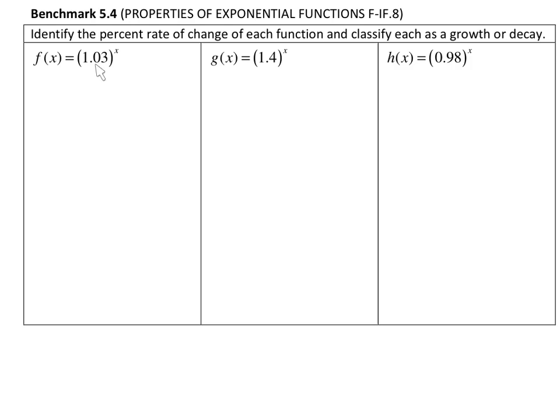If it's growing, what you're doing is it's a value bigger than 1, because whenever you multiply something by something bigger than 1, it grows. So this would be a growth. This is bigger than 1, so it's also growing. Since this is smaller than 1, it is decaying. Okay, so the key is it bigger or smaller than 1?